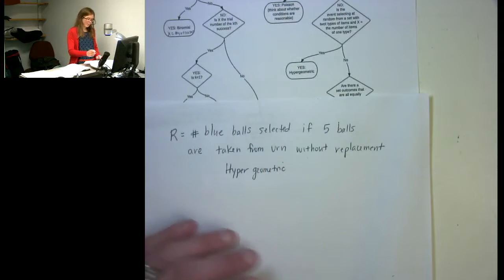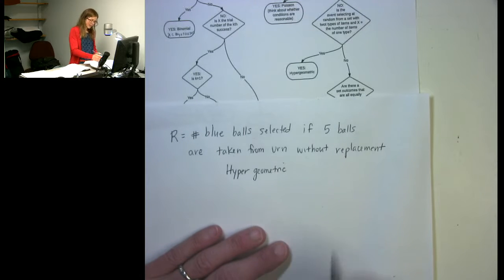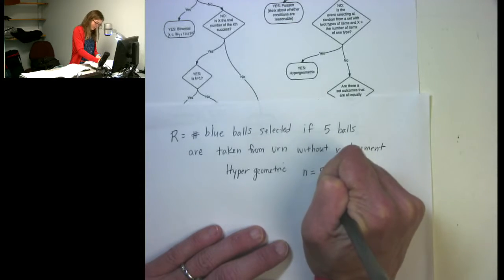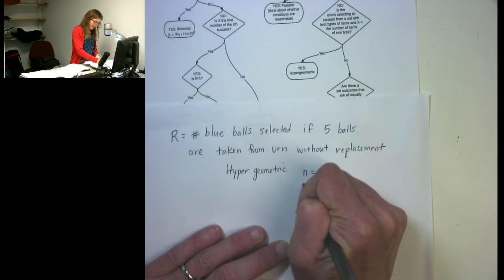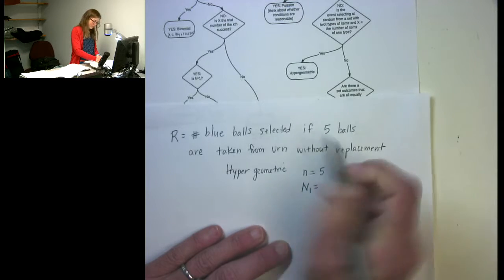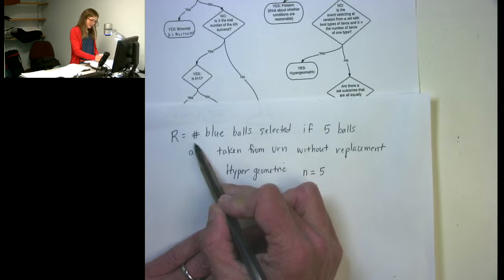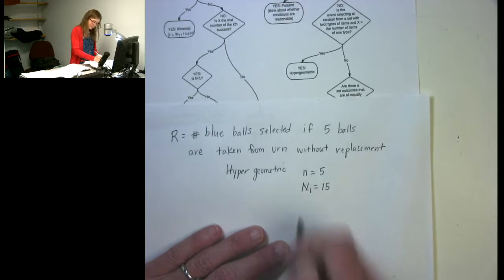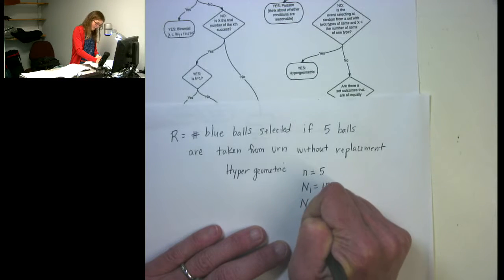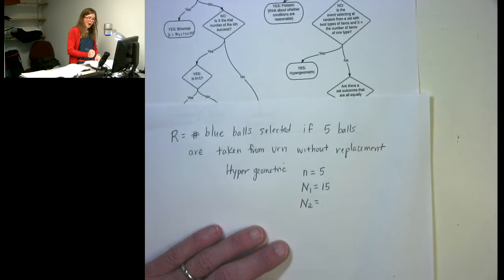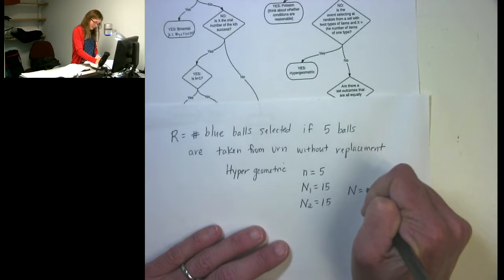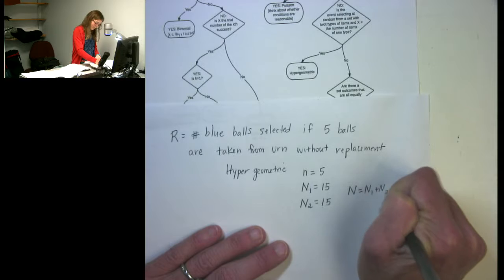In this case, for the hypergeometric distribution, I need to specify a number of things. I need to specify little n, which is the number of balls selected. That's 5. I need to specify n1, which is the number of blue balls in the urn. The number of blue balls is 15. I need to specify n2, which is the number of not blue balls, also 15. N, my total number of balls in the urn, is n1 plus n2, which is equal to 30.